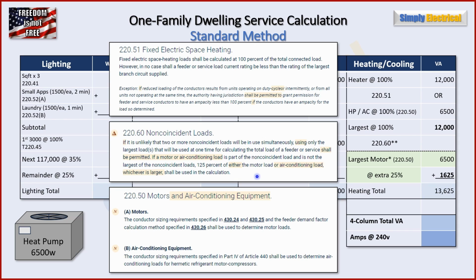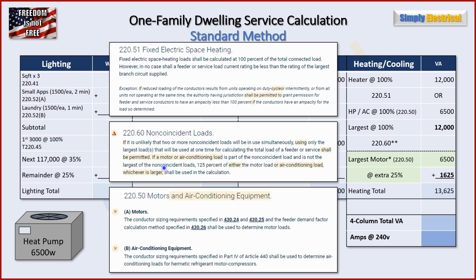So let's just take an example real quick. In fact, we'll use our example here with our problem that we're dealing with for this calculation. We have a furnace at 12,000 VA, right? 12,000 watt furnace. We have a 6,500 watt AC or heat pump. So let's apply what they said to our calculation.